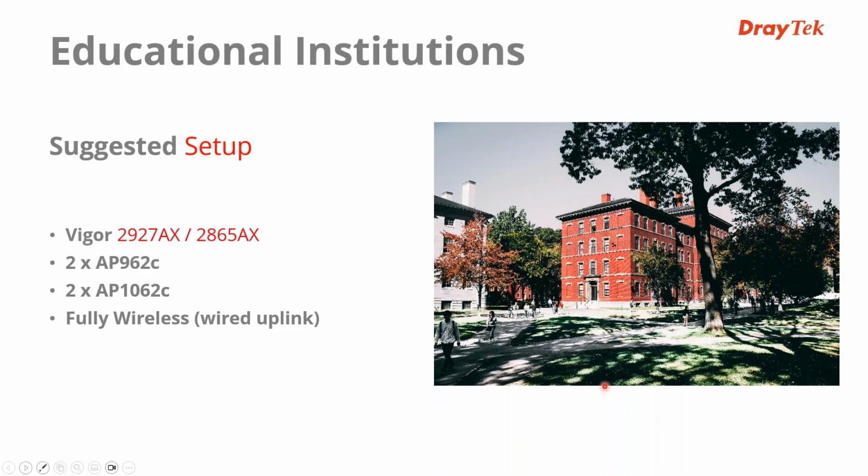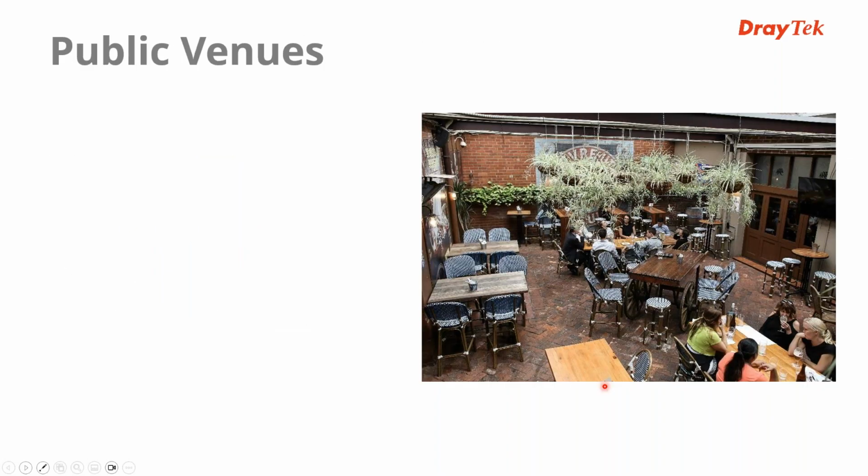And again, depending on the size of the building, maybe 2 962s or 2 1062Cs. This could be a mix of wired, depending on what the infrastructure is there already. But fully wireless might be handy just for setup. And this is the last example here. So public venue, think maybe like a pub that has an outdoor area.